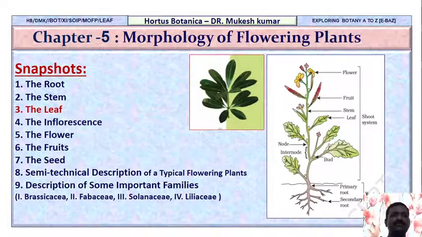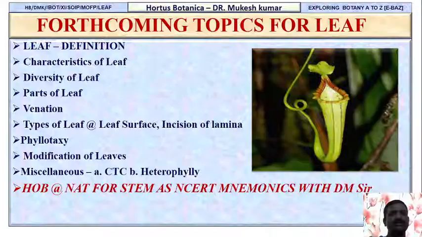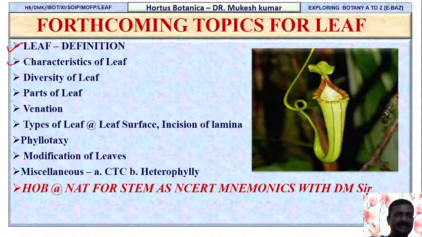Now, let's see what we have to study in the leaf. First of all, these are the important topics. First we will study what is a leaf, characteristics of leaf, diversity of leaf, and parts of leaf. In the next class we'll study venation, types of leaf, phyllotaxy, modification of leaf, and some miscellaneous topics like CTC and heterophyly. And the most important, HOB, that is Honey of Botany, NCERT at the tip of the tongue.